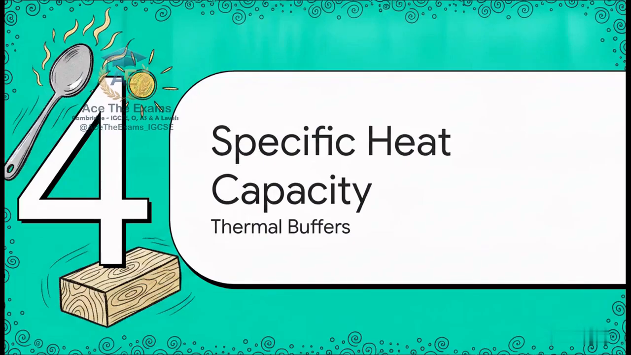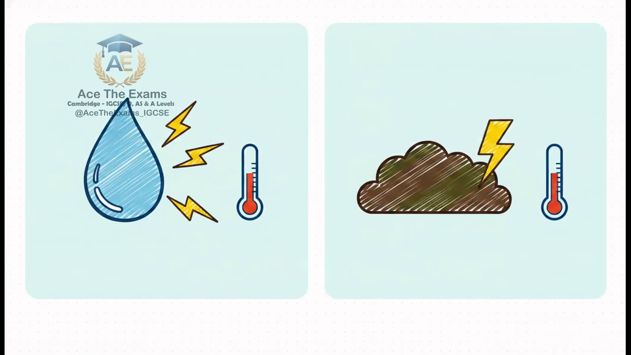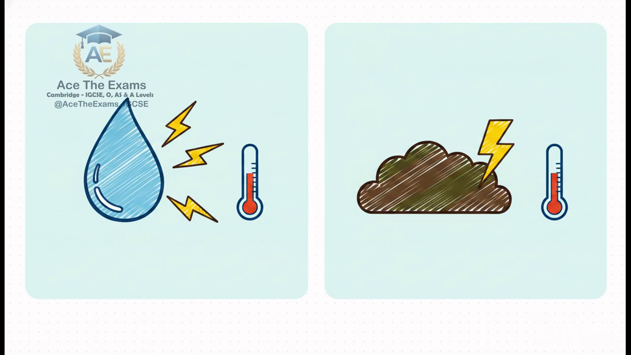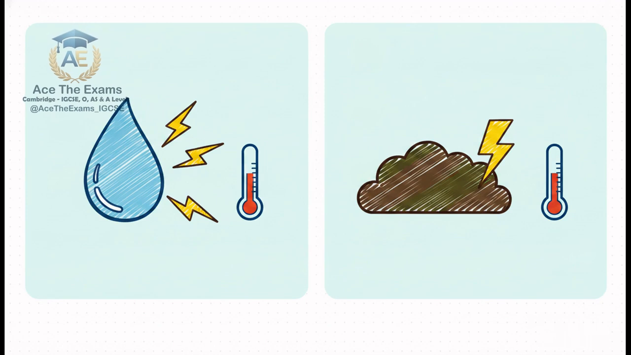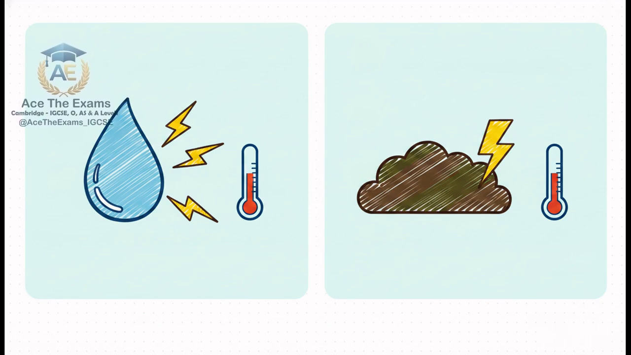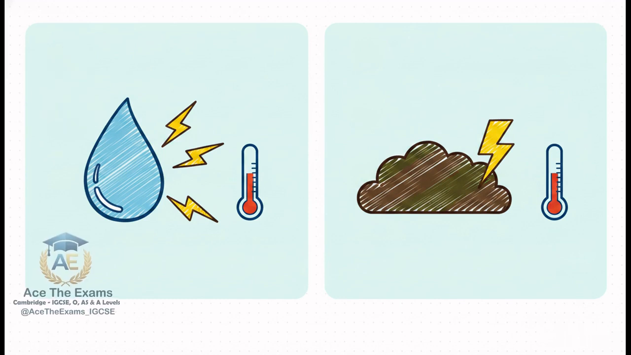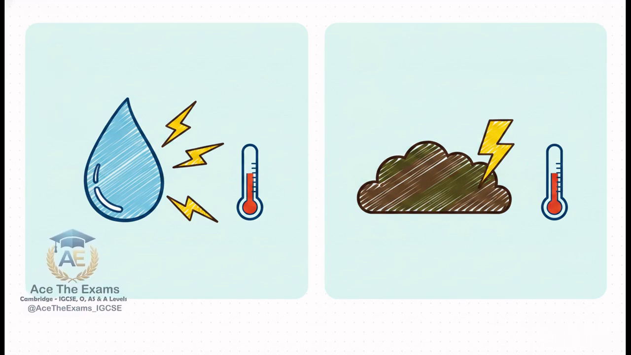Shifting gears just a bit, let's look at Section 4, specific heat capacity. You know, not all materials heat up the same way. If you leave a metal spoon and a block of wood out in the hot sun, the metal gets absolutely scorching while the wood barely warms up at all. This is because different materials require wildly different amounts of thermal energy just to raise their temperature.